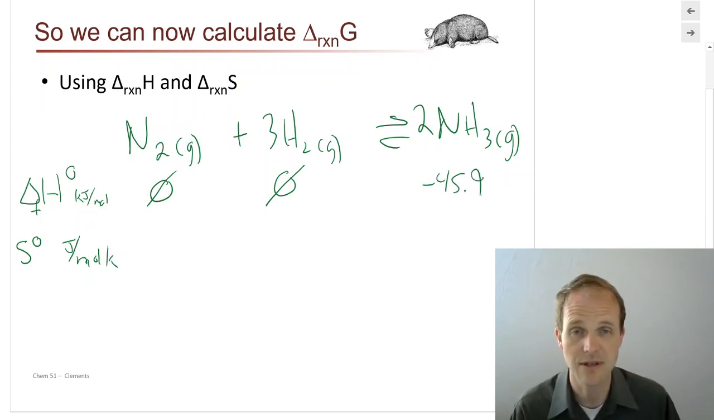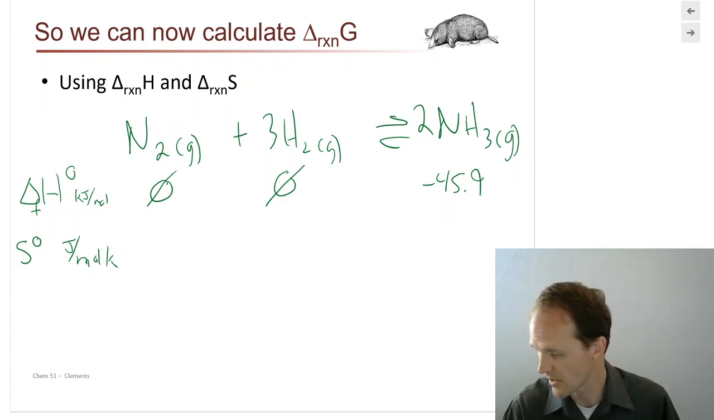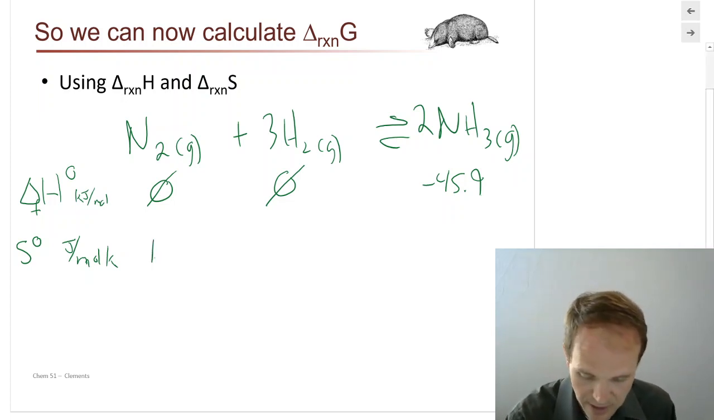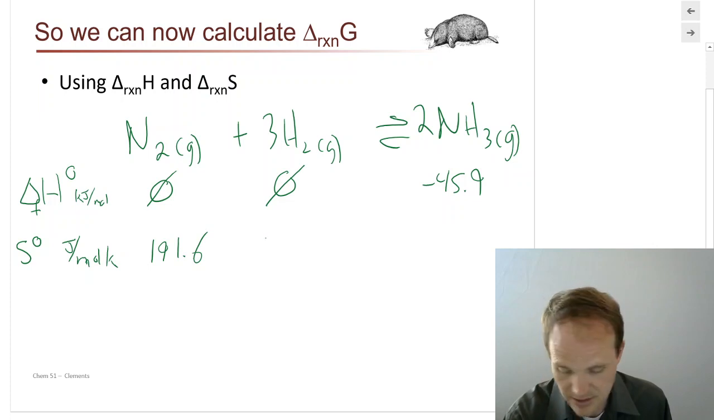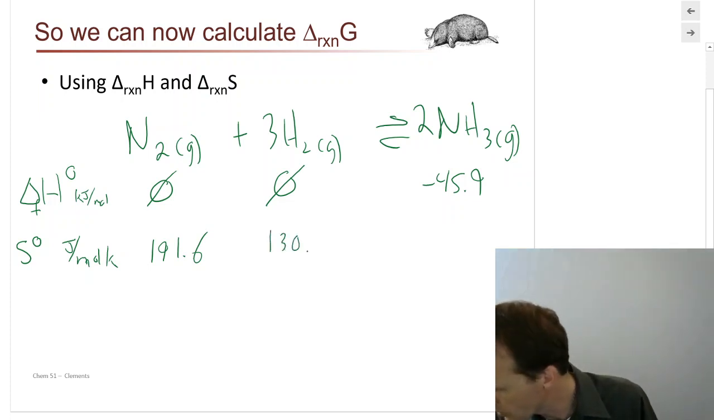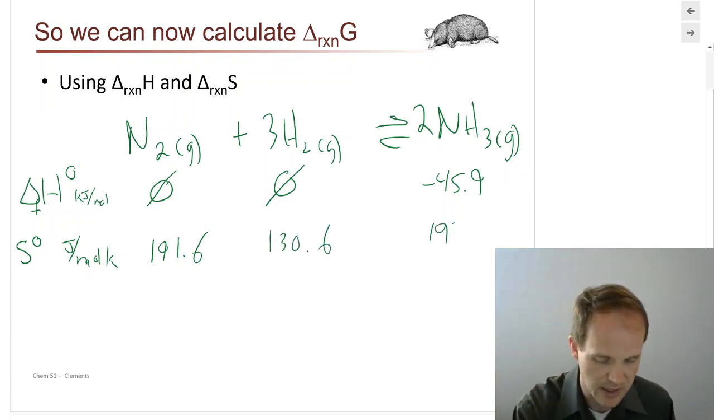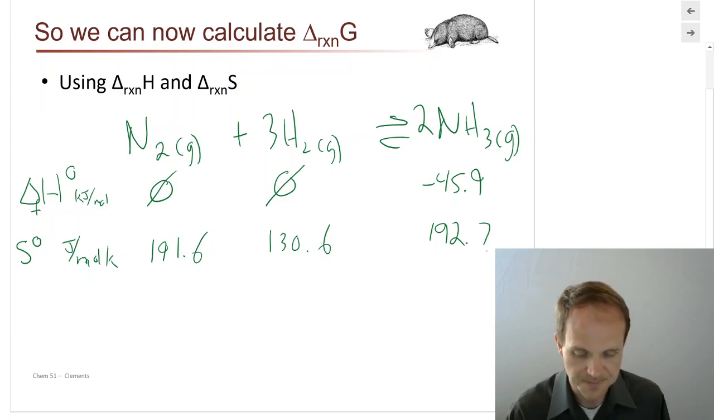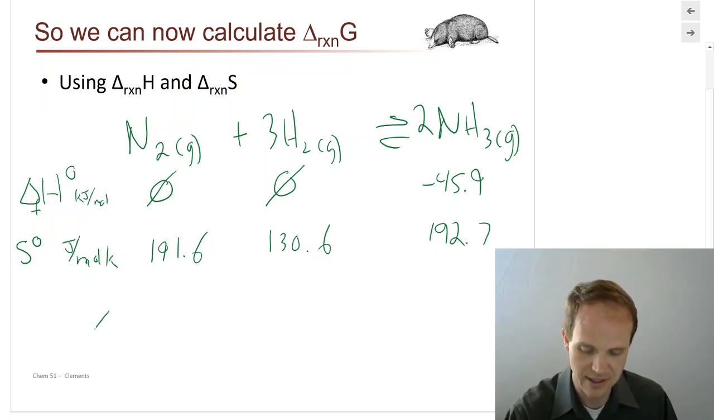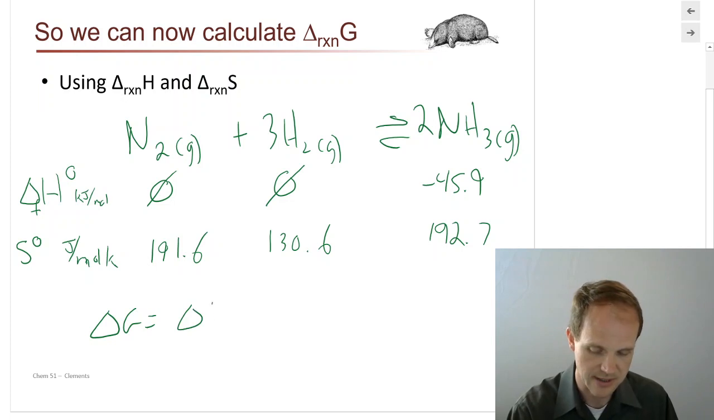And then we look up our entropies. Are any of those going to be 0? Hopefully you came up with no, because entropy is a calculated quantity. We know it exactly. It's not a change necessarily. We can calculate change in entropy. But it's always k natural log W. W is greater than 1, so entropy is non-zero. 191.6, 130.6, and 192.7.